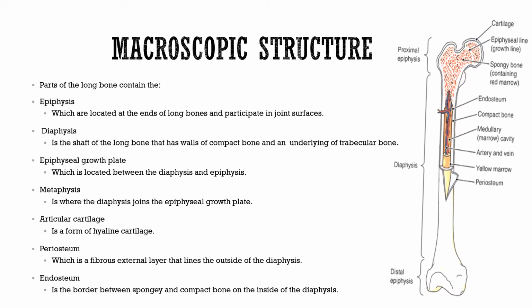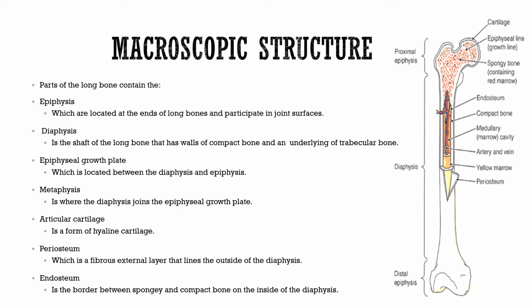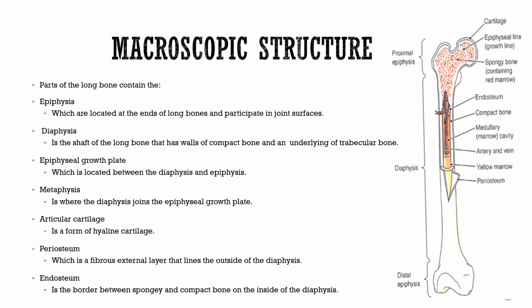Next we have the articular cartilage, and this is a form of hyaline cartilage around the epiphysis. Then there's the periosteum, which is the external layer of the diaphysis. And lastly, we have the endosteum, which is the border of the spongy and compact bone inside of the diaphysis.